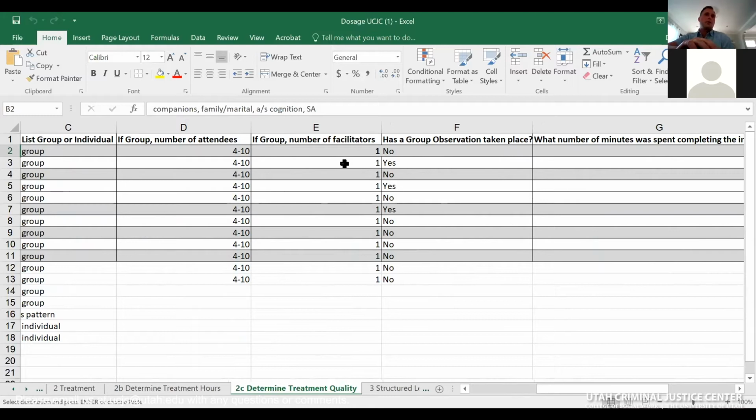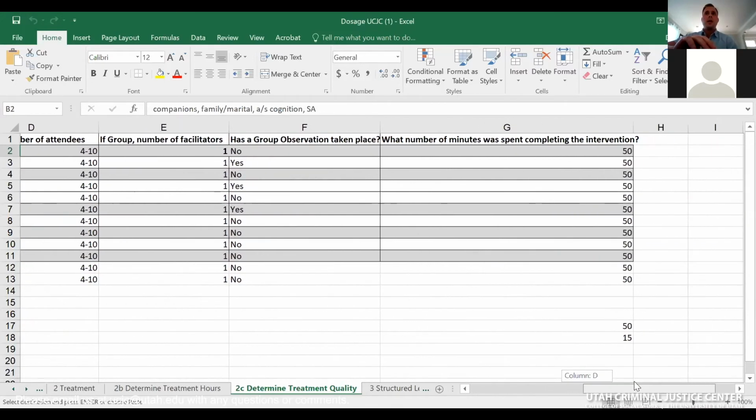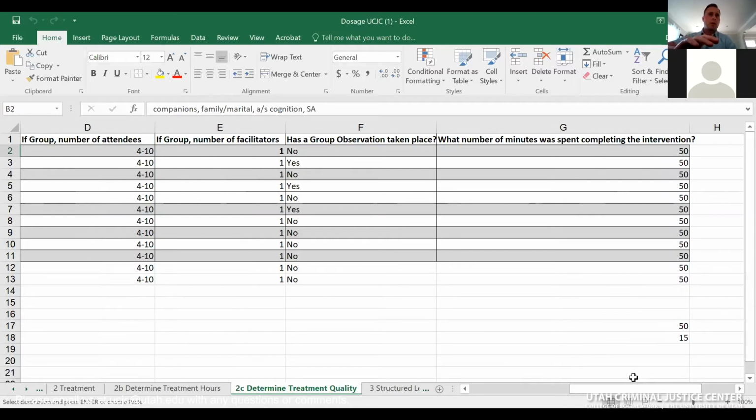And just tracking the number of facilitators. There's some work that's been done in the correctional research that after 10 attendees, you need a second co-facilitator who is actively engaged. So this starts to get at that, and you can unpack that to see if your programs are operating within core correctional practices or best practices based on the research that is out there. This is more about fidelity, or how the group is being conducted.